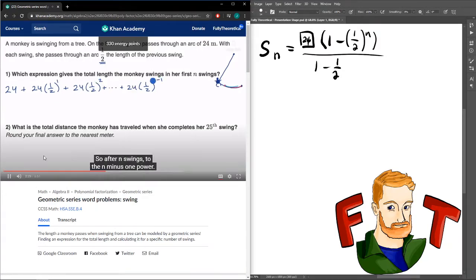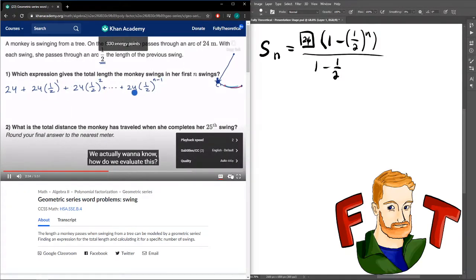So after n swings, it is to the n minus 1 power. Now, as I said, we don't want to just have this expression. We actually want to know, how do we evaluate this? And the way we evaluate this is we look at the formula, which we've explained and we've proven in other videos, the formula for a finite geometric series.